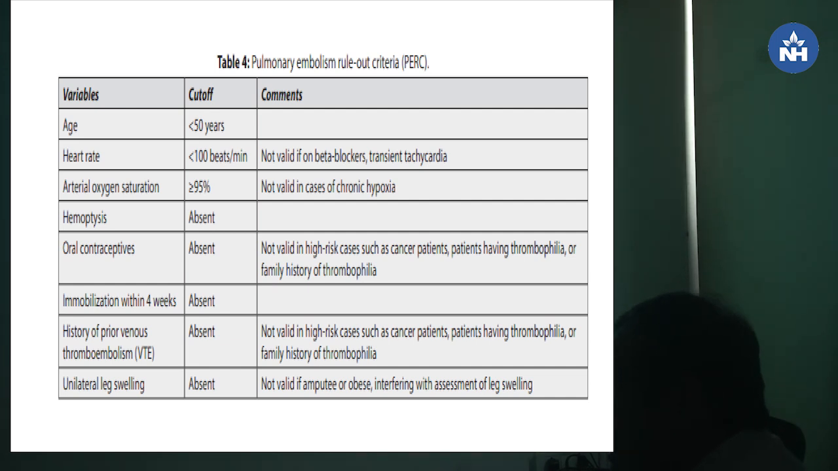Now this is pulmonary embolism rule out criteria. So it also has a few variables. This is done for low risk patients. If a low risk patient, we usually do pulmonary embolism rule out criteria. If all of these are negative, then we can say the patient is not having pulmonary embolism. If pulmonary embolism rule out criteria is positive, then we have to go for D-dimer test and decide further test or treatment according to D-dimer report. But if it is a high risk patient, then pulmonary embolism rule out criteria is not indicated.